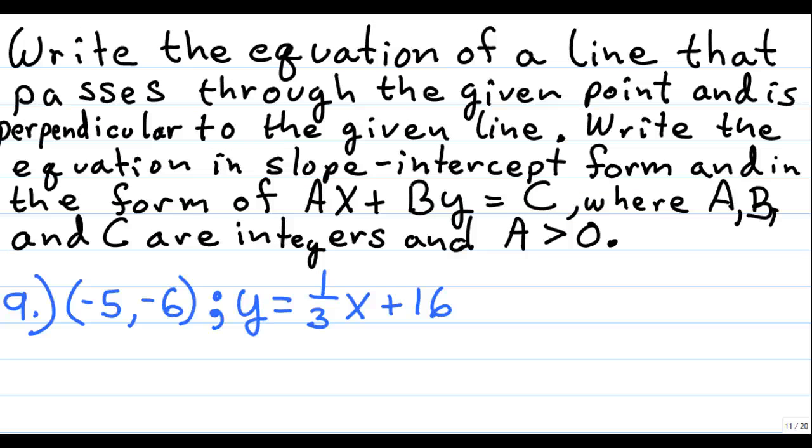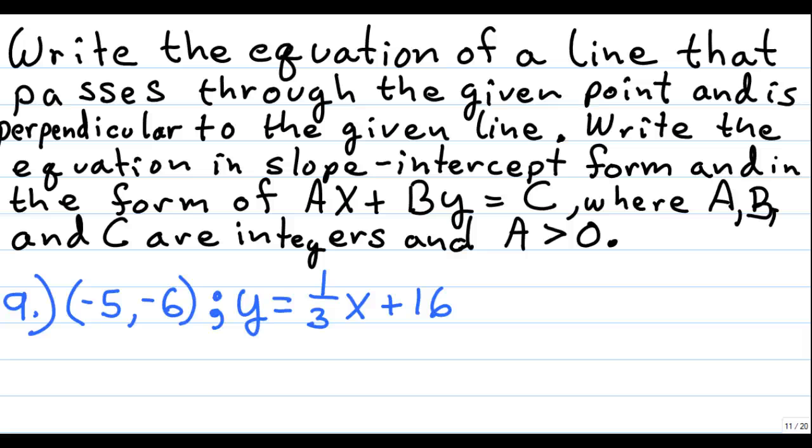Question number 9 comes with the instructions. Write the equation of a line that passes through the given point and is perpendicular to the given line. Write the equation in slope-intercept form and in the form ax plus by equals c, where a, b, and c are integers and a is greater than 0. This is similar to our previous instructions. What's changed is now the line given is perpendicular to our line as opposed to parallel.